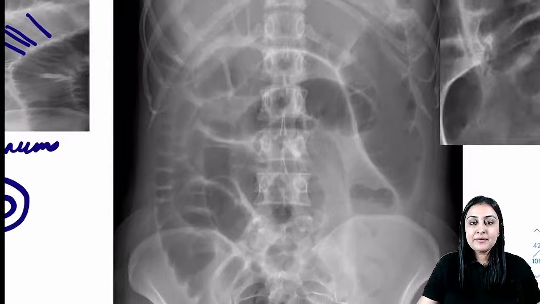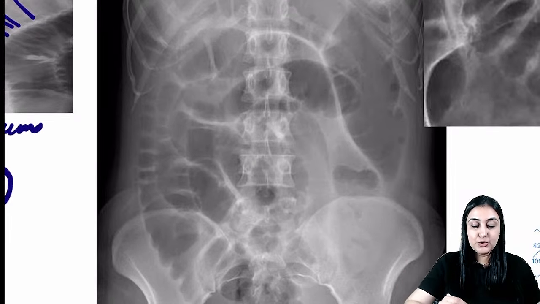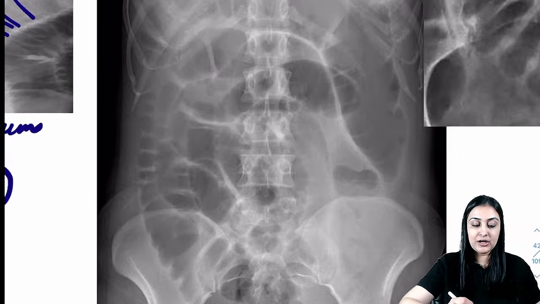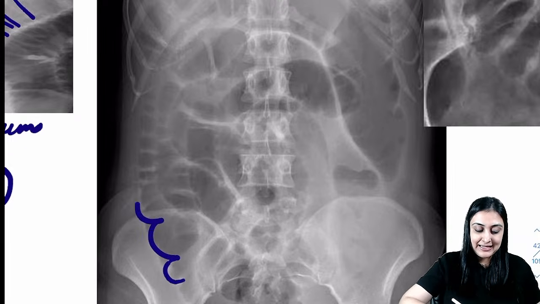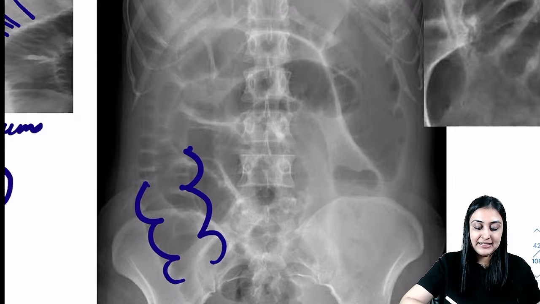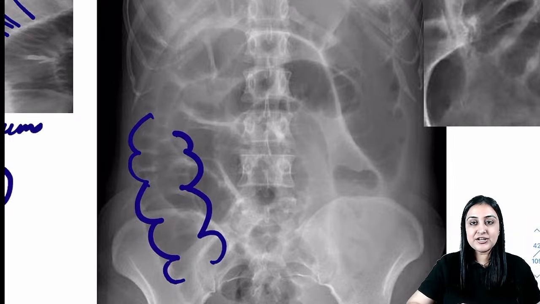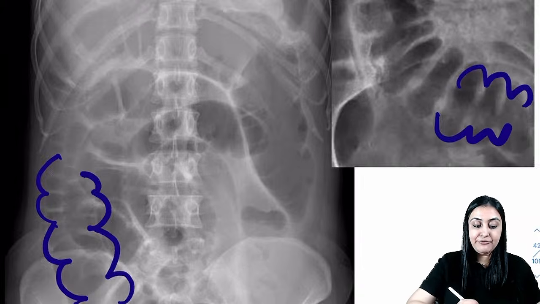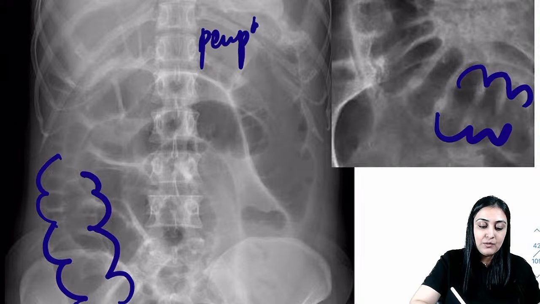On the other hand, when you have peripheral loops, can you see this? The peripheral loops are dilated, along the large bowel, and you see these incomplete folds, which are haustra. So when you see incomplete mucosal folds and dilated peripheral loops, what is this?